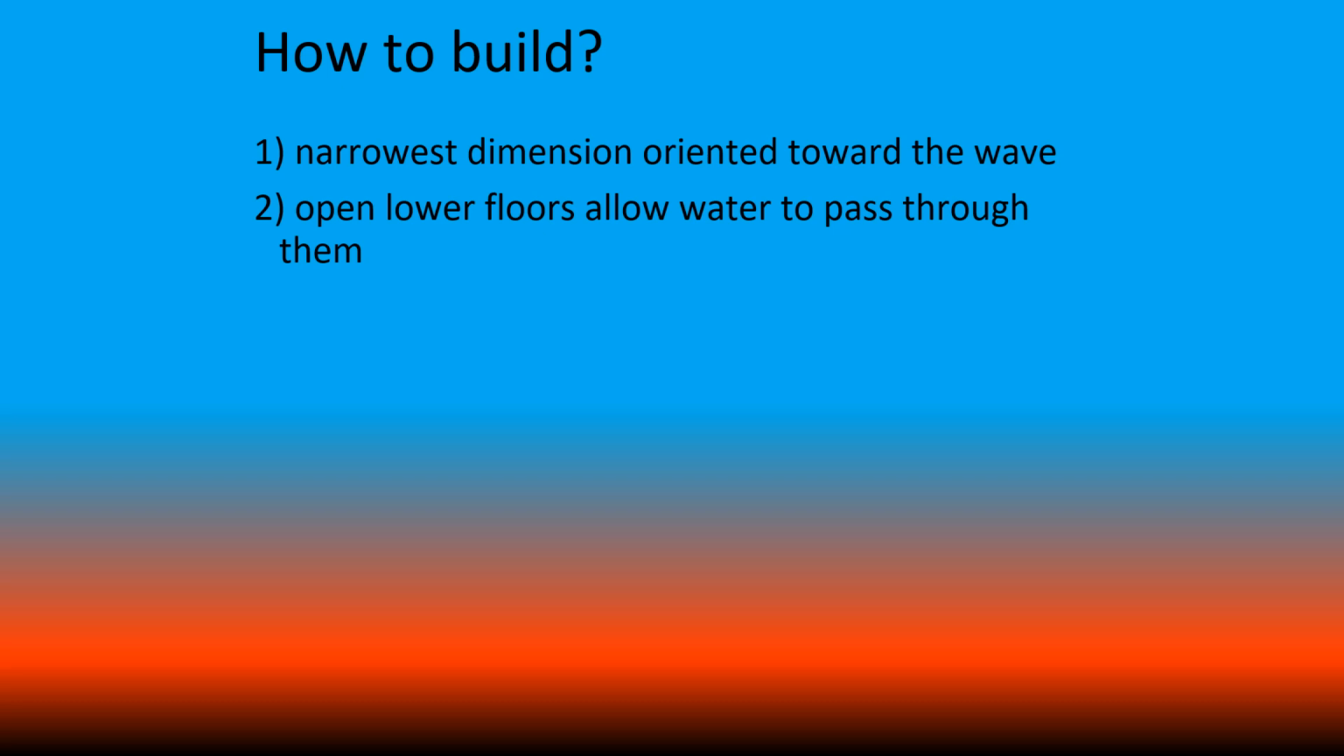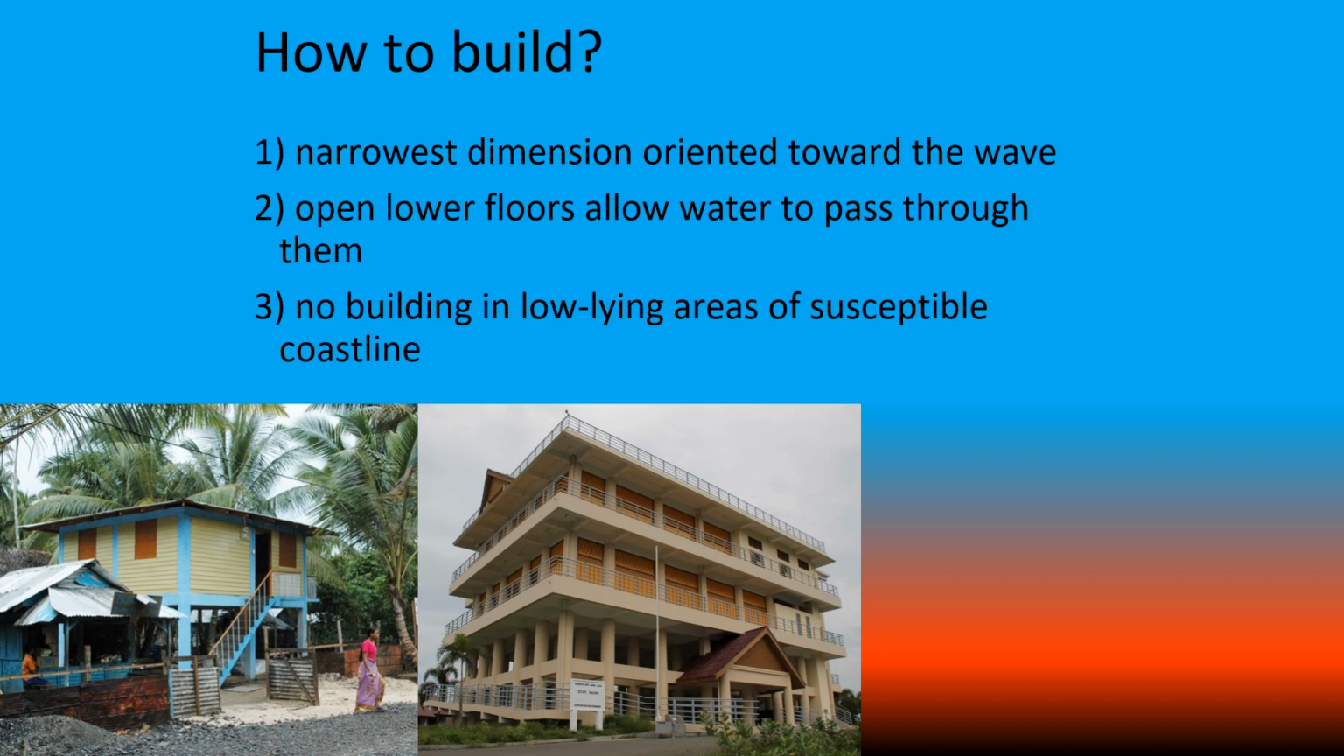Have open lower floors that allow water to pass through them. This is fairly common in a lot of coastal cities. You'll see this in residential houses. The bottom floor has lots of big open doors and windows that will allow the water to move through. Don't build in low-lying areas of susceptible coastline.